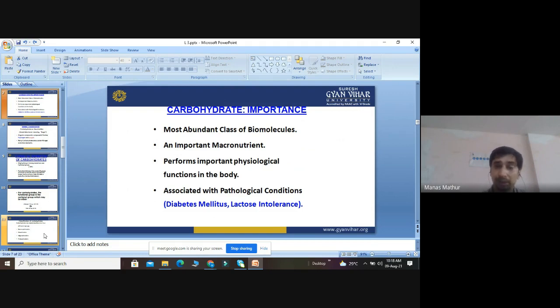If we consume an excess quantity of carbohydrates, they will cause certain diseases. A very prominent example is diabetes mellitus and lactose intolerance. Diabetes mellitus, we know, is one of the most commonly occurring diseases throughout the world. It is causing the largest number of deaths, in fact more than cancer. Most of the patients are infected with diabetes, the largest infectious disease in the world.